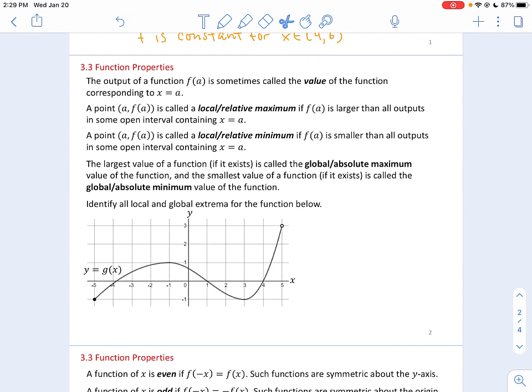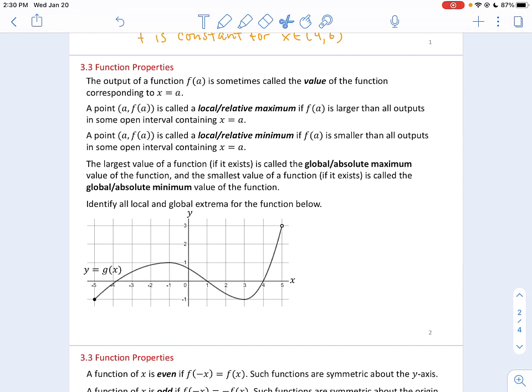A point a comma f of a is called a local or relative maximum if f of a is larger than all outputs in some open interval containing x equals a. This is just a fancy way of saying it's the highest point in the area. A point a comma f of a is called a local or relative minimum if f of a is smaller than all outputs in some open interval containing x equals a. So it's the lowest or smallest output in its immediate area.